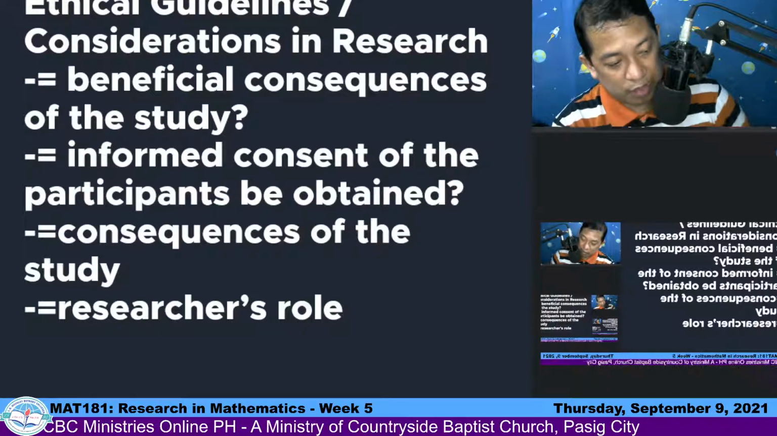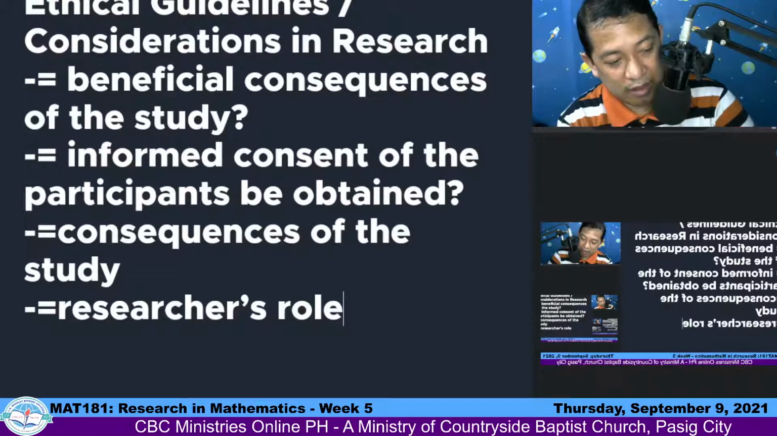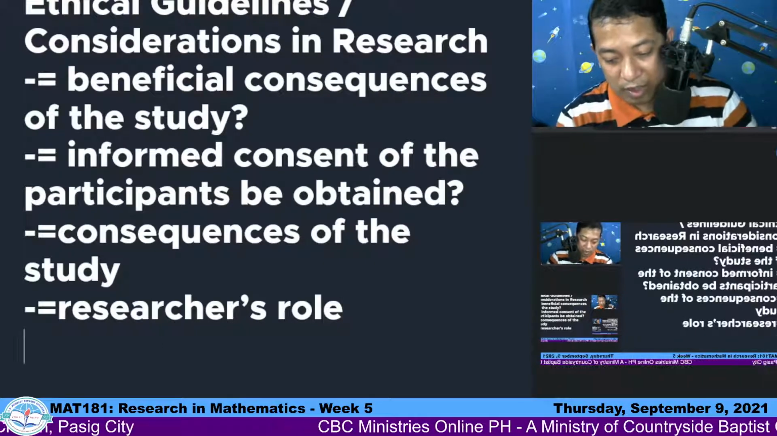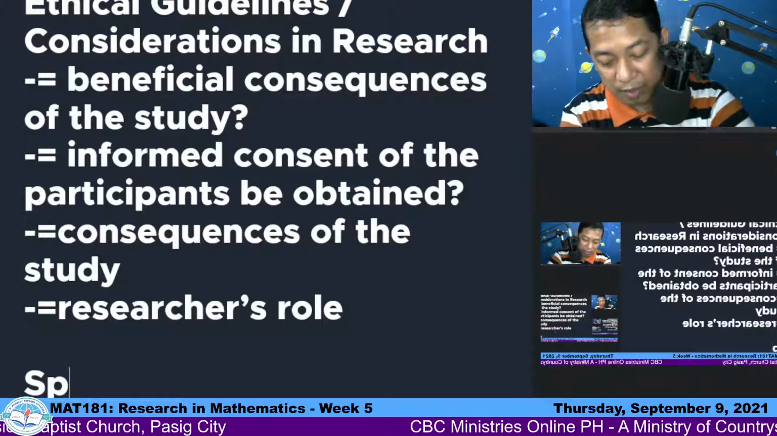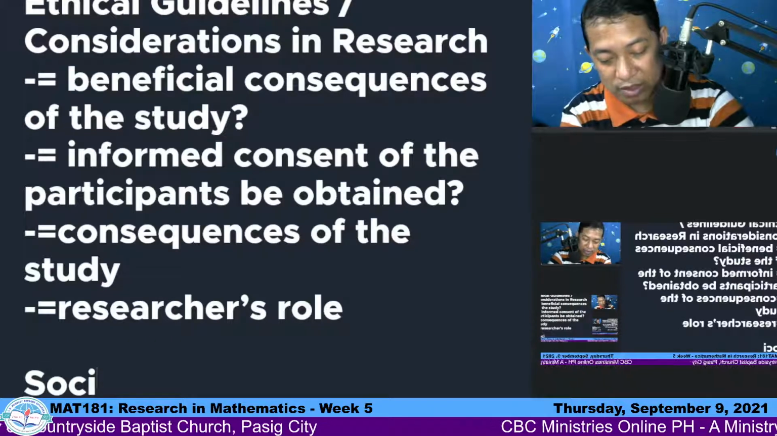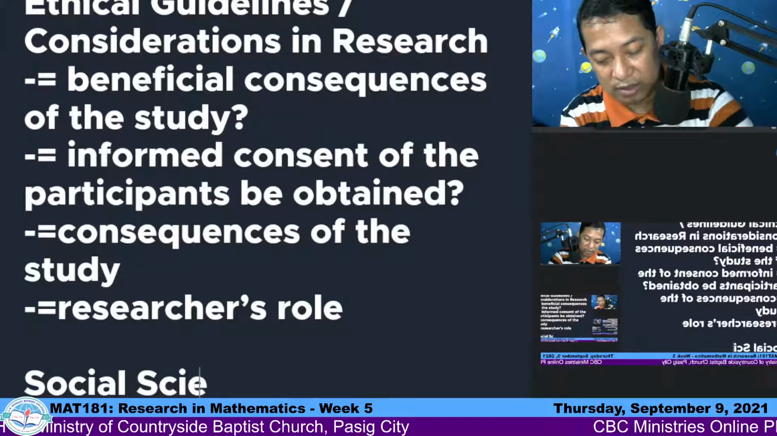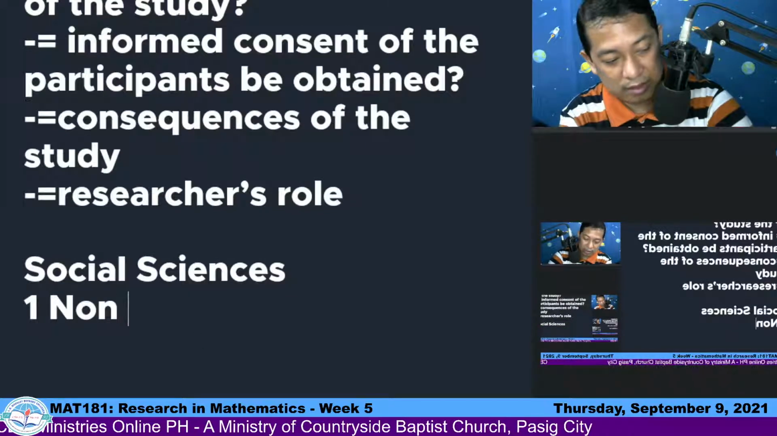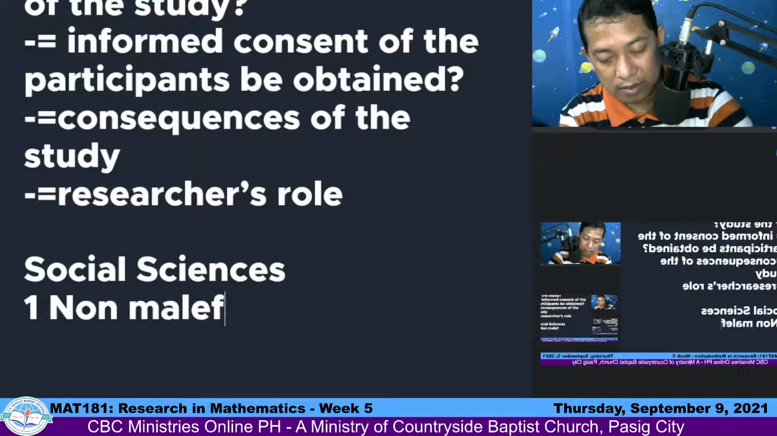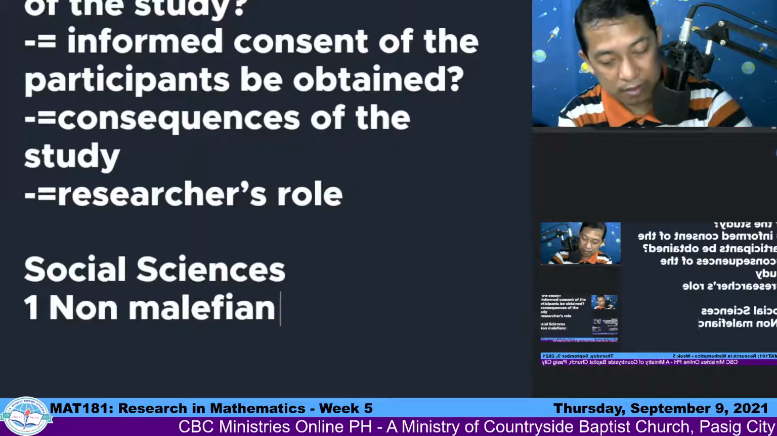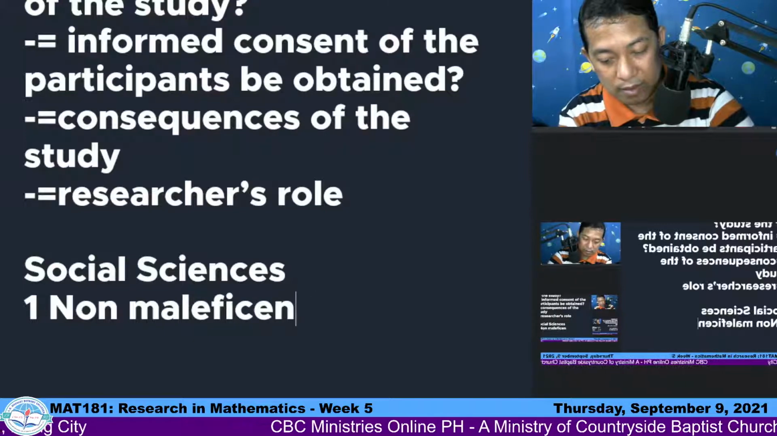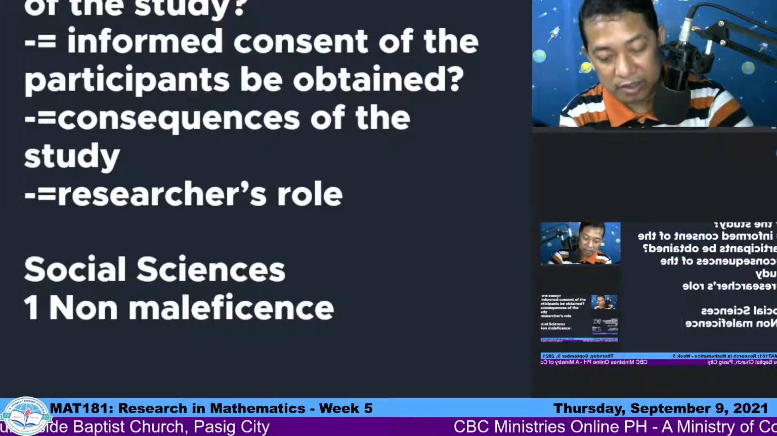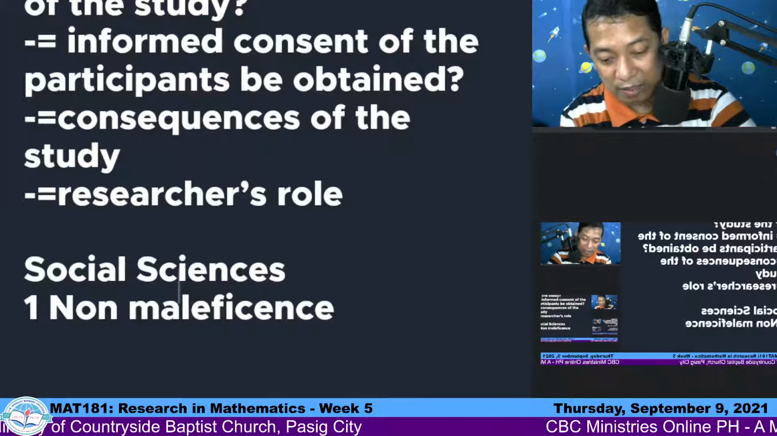And then in the context of social science, they have developed an ethical theory based on 4 principles. So let's go as far as social science, wherein education is part of that social science process. So number 1 is non-maleficence. Research should avoid harming participants. Okay, wala dapat masasaktan, walang ma-open.